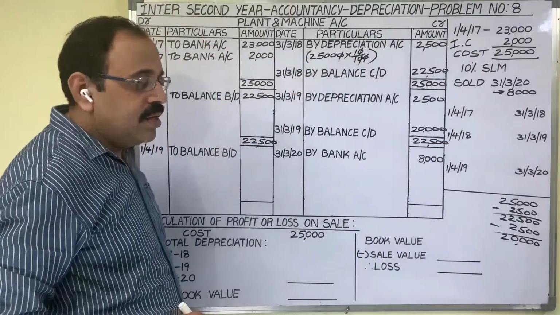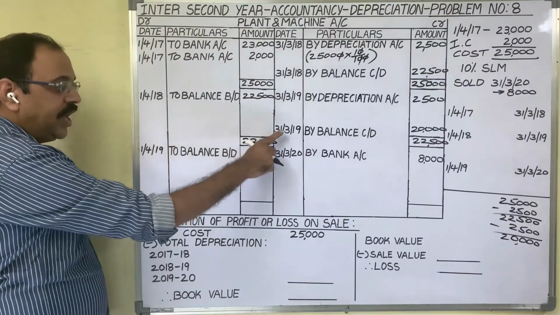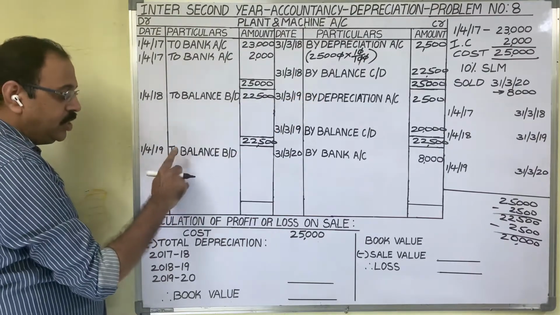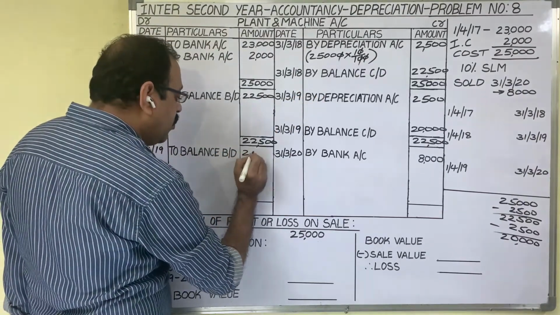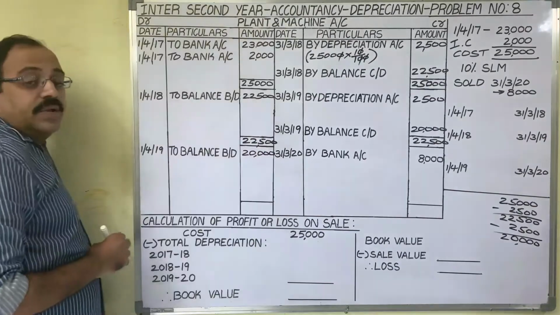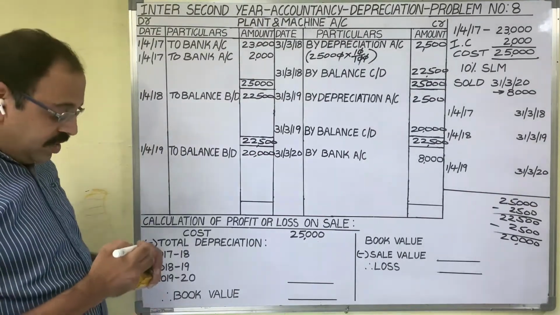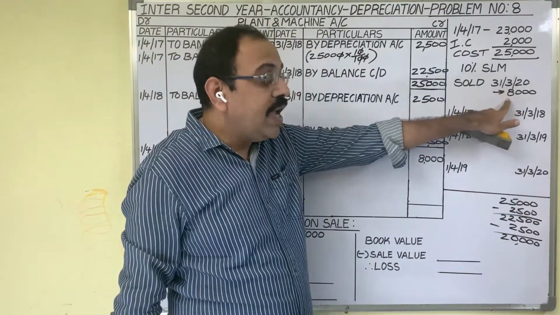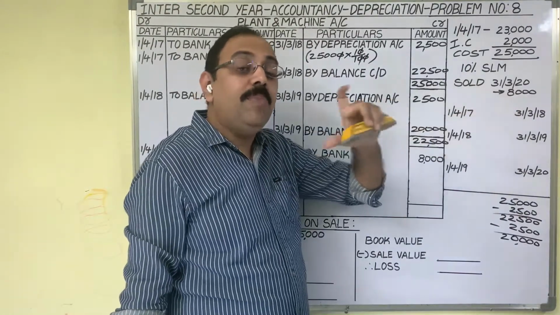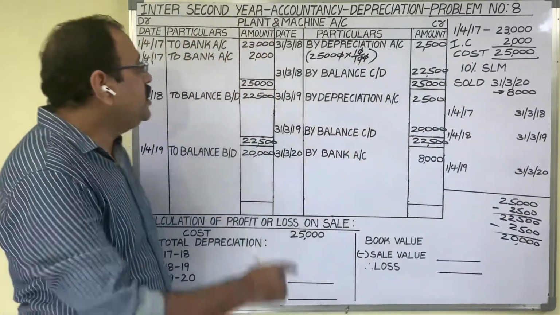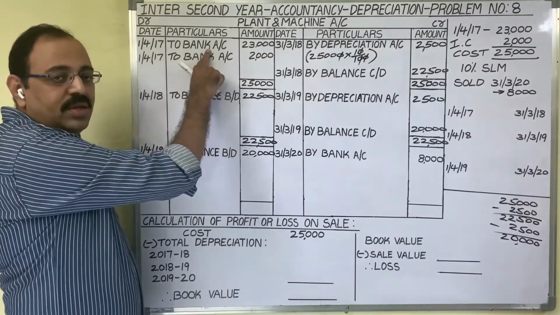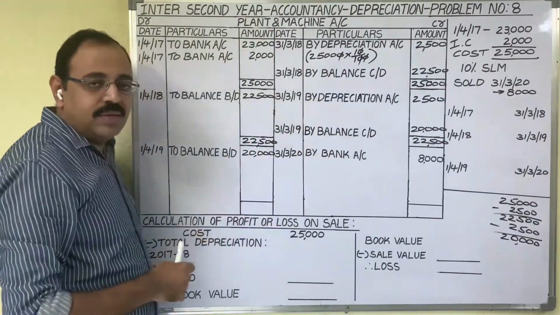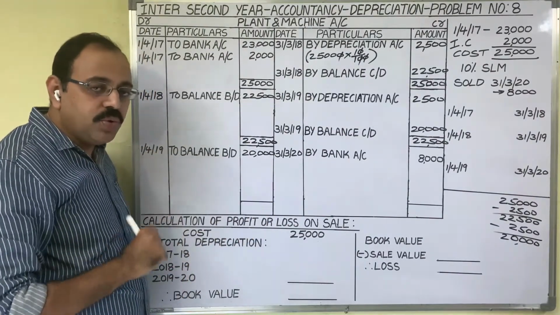Now come to third year. Third year starting date is next immediate date of this date, 1st April 19. Bring the balance to balance brought down, 20,000 rupees. Then now new point comes. In third year, last date, they sold this asset for 8,000. When we are purchasing one asset, debit side we are writing to bank. When we sell any asset, credit side we have to write by bank. But how that entry is coming we should know now.